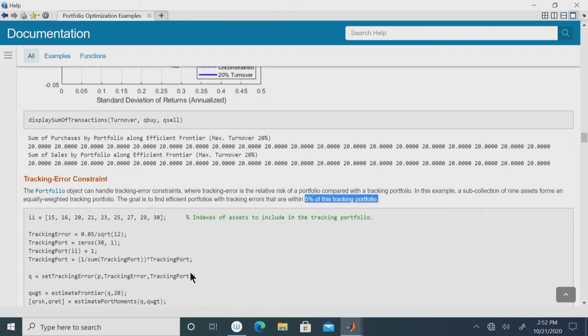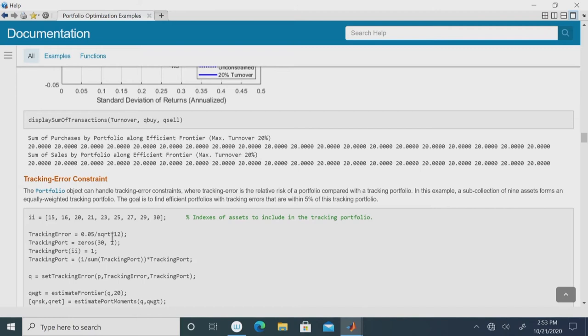So, now how do you set up the tracking portfolio? Here is a tracking portfolio in this example, and there are different ways in which you can do this. In this case, the tracking portfolio is being collected as a sub-collection of 9 assets from an equally weighted portfolio. So, accordingly, we will identify the index of the assets that you want to include in the tracking portfolio. Out of say 30 assets, you have identified that you will include those particular assets which are indexed 15, 16, 20, 21 all the way to 30. These are the ones that you are going to include in the tracking portfolio.